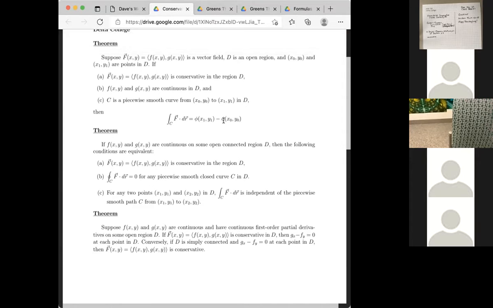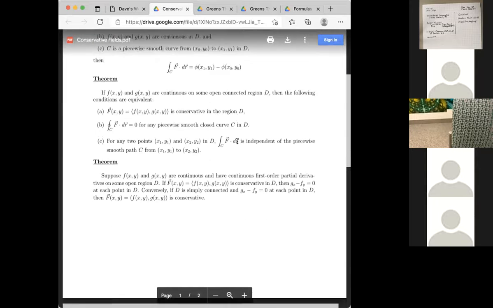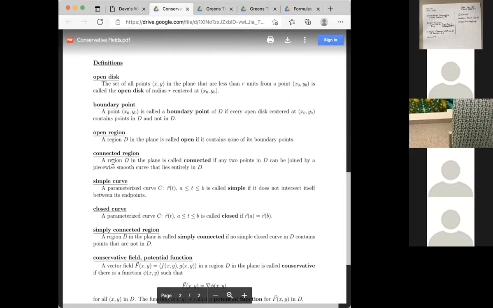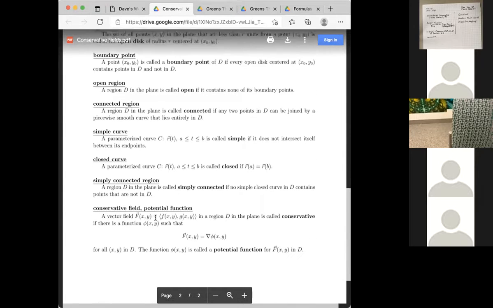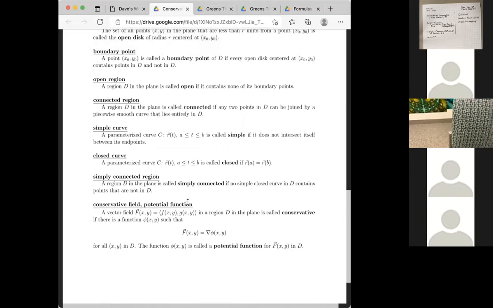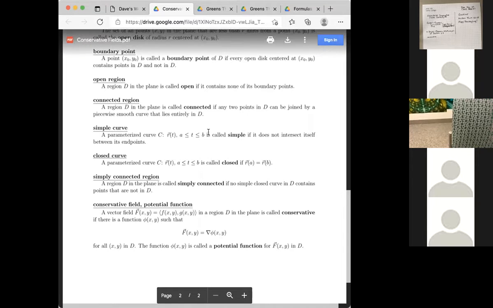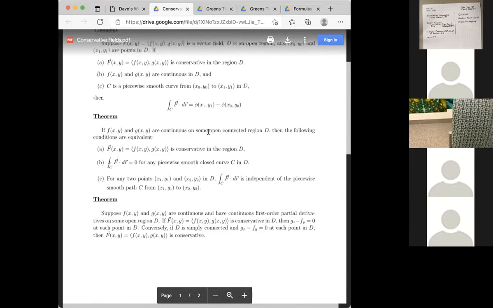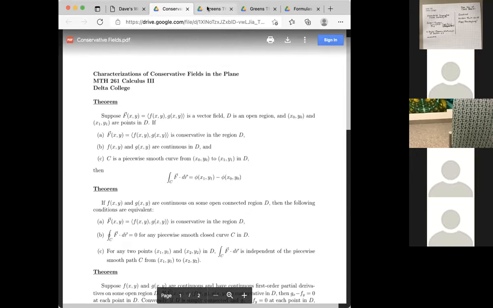Here I was using phi for a potential function, and this book uses little f for a potential function, which I have some sympathy for. But here are some of the vocabulary words. We talk about open region, connected region, simple closed curve, simple curve, closed curve, simply connected region, and conservative field, potential function. So if you want a single handout that talks about all of these vocabulary words and summarizes what it means to be a conservative field, look at this handout.